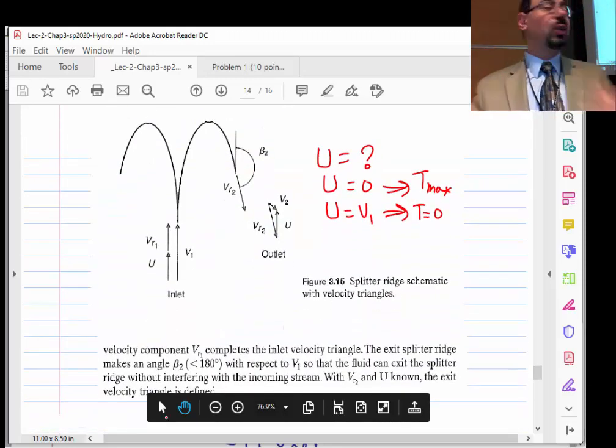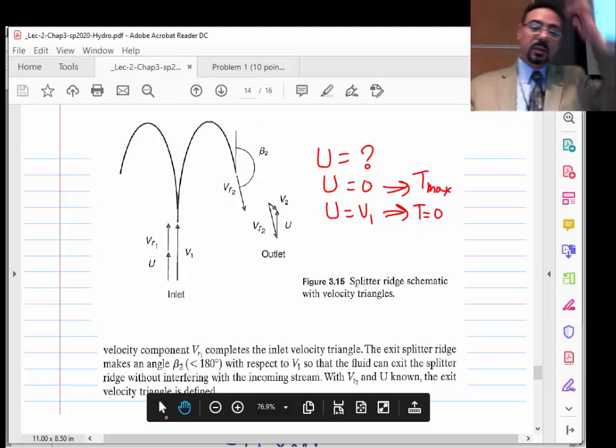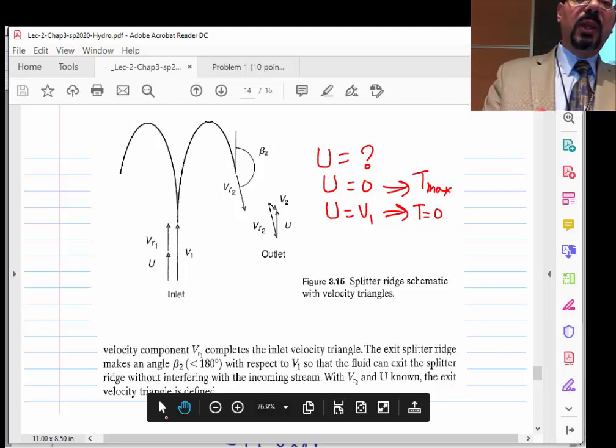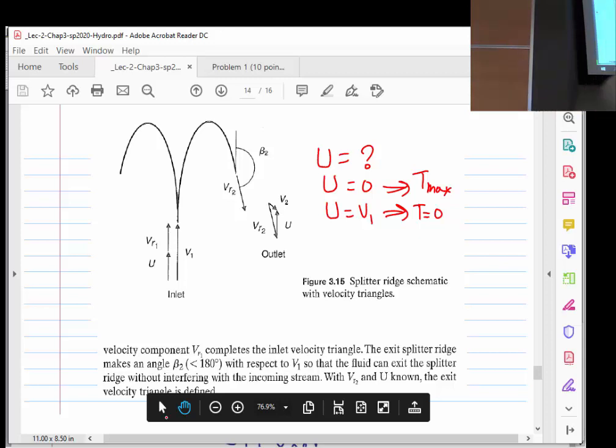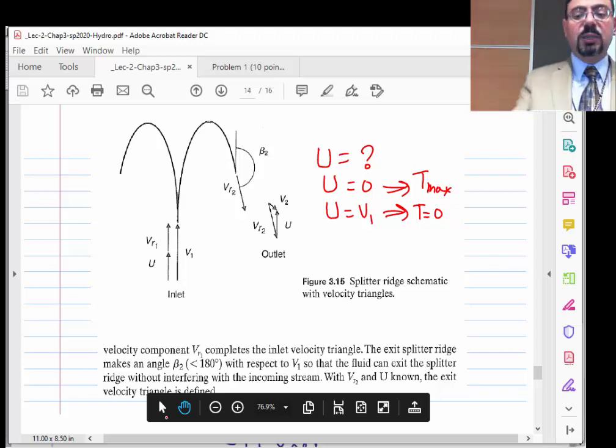Okay, so here is the bucket. We are looking at the bucket from, I guess, down or something. So the water jet is coming like this at V1. Okay, and what is that V1? That's basically all the head turning into velocity. Right, so if you apply Bernoulli equation, you'll figure out the maximum V1 he can get.